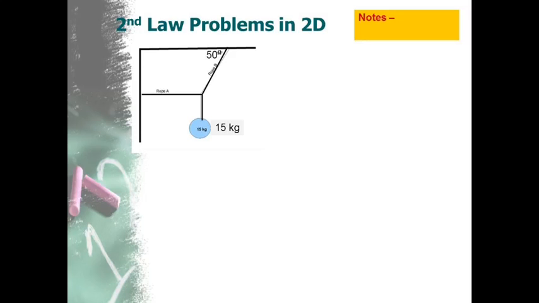So I have an interesting diagram here where I have 2 ropes, a rope A and a rope B, and they are both suspending a 15 kilogram mass. And this 15 kilogram mass we are going to assume is at rest.